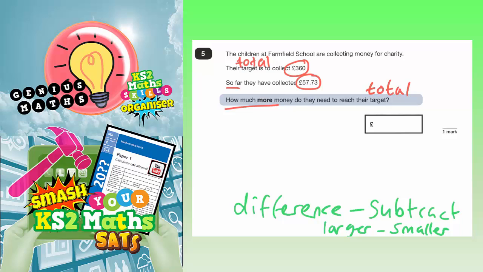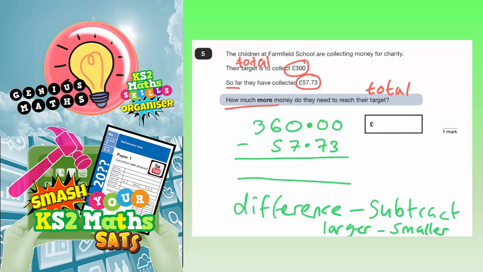So what we're going to do is 360 subtract £57.73. Now it's really important to get our column headings right here. So 360, and then underneath 57 would go in those columns like that, and then 0.73. Now obviously we've got a bit of a gap here. So what we can do is put an extra decimal point after the 360, because 360 is the same as 360.00.